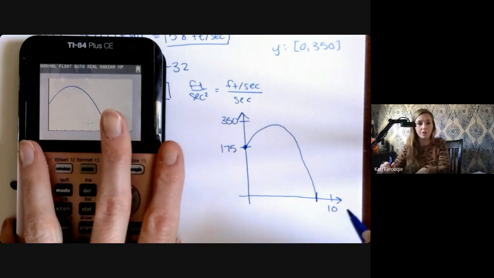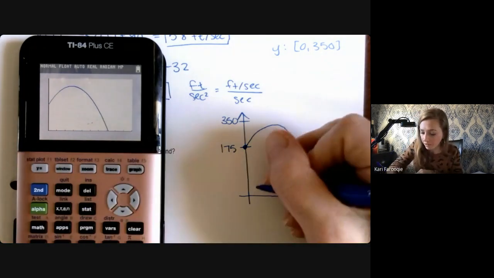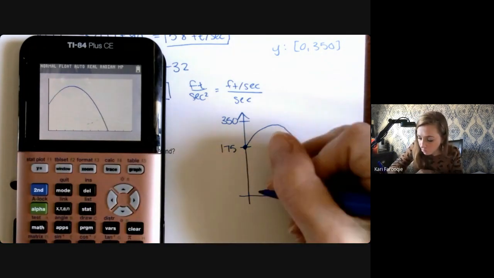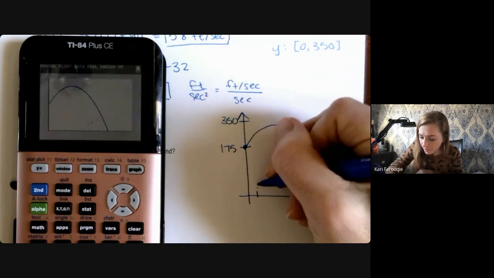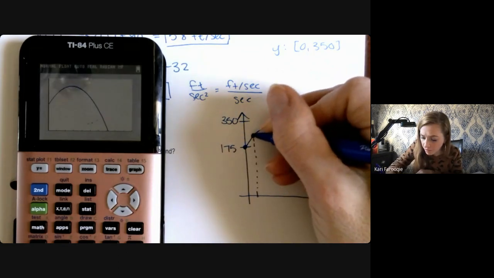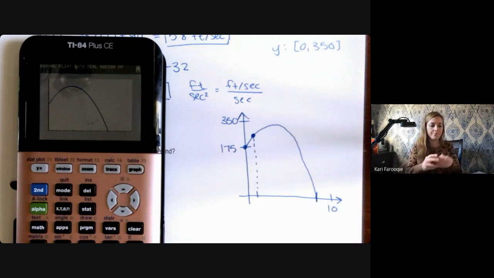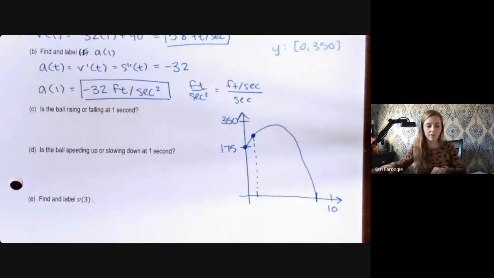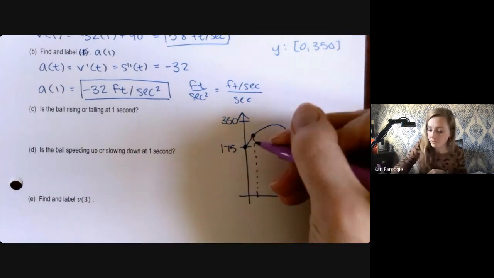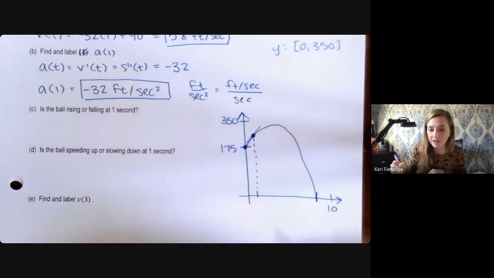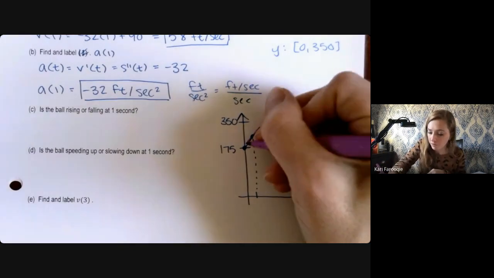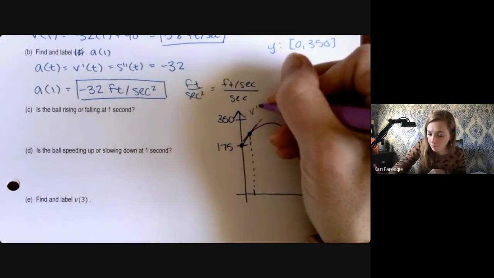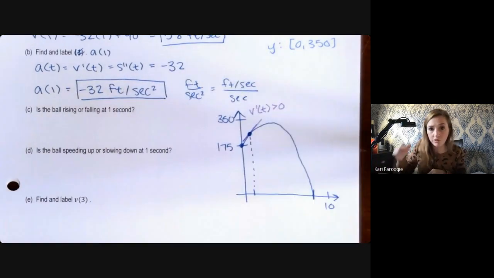Okay, so we're being asked what happens at 1 second. Well, 1 is just like right about here. And if I were to draw a data point up here, it would be this point on the curve. So at 1 second, we found that the velocity was positive. Makes sense, because the ball is heading upward. That indicates a positive velocity.